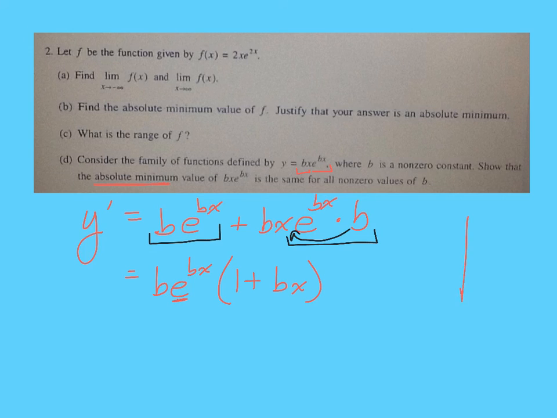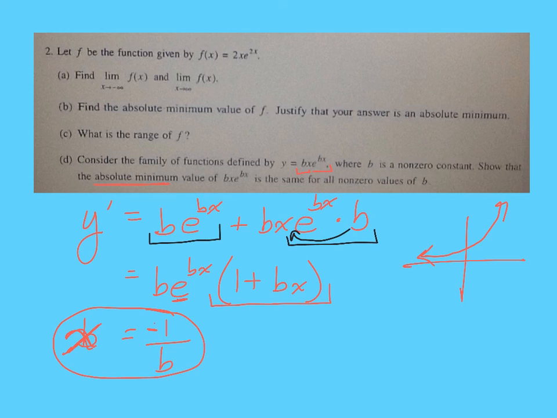E, we've already said before, will never equal 0. Okay, so any function with the b in here, that's never going to equal 0. So this is our factor that we have to worry about to equal 0. That is going to be 0 when b is 1, or sorry, when x is negative 1 over b.